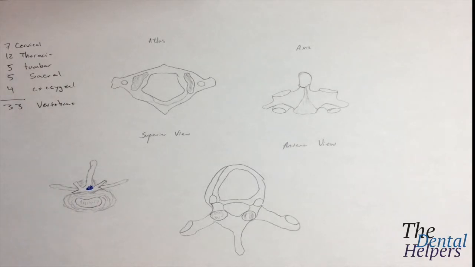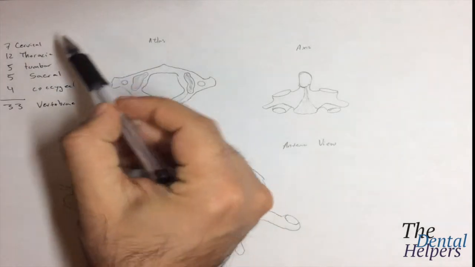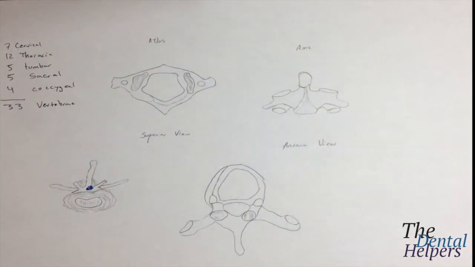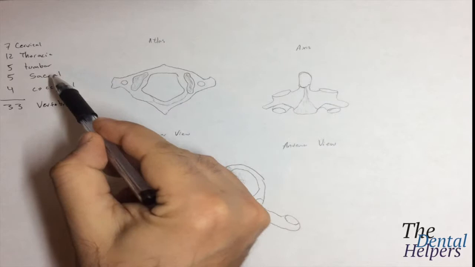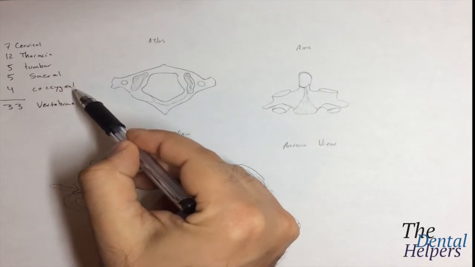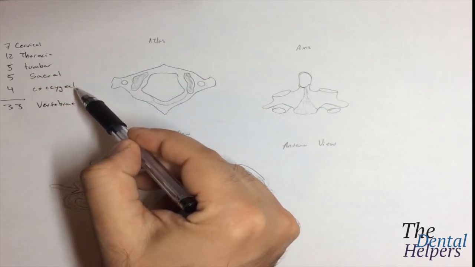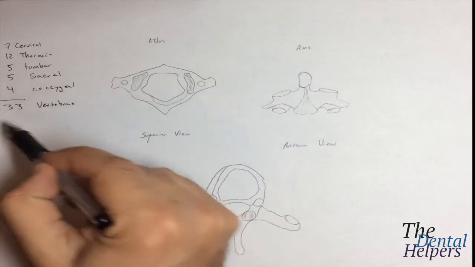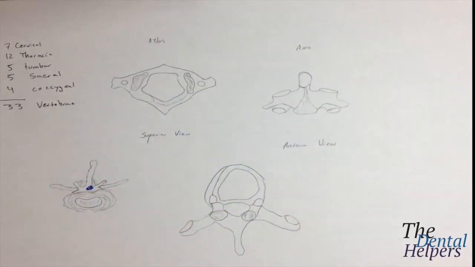So the vertebrae includes 7 cervical, 12 thoracic, 5 lumbar, 5 sacral, and 4 coccygeal vertebrae, which give us the 33 vertebrae we have in total. The sacral vertebrae are actually fused vertebrae. And so let's look at some of the features.